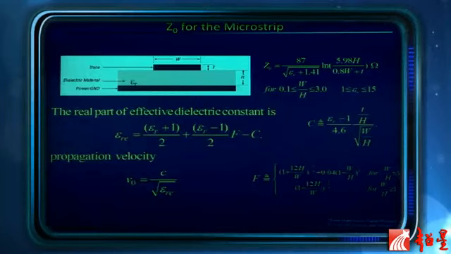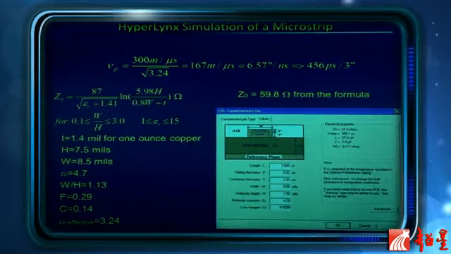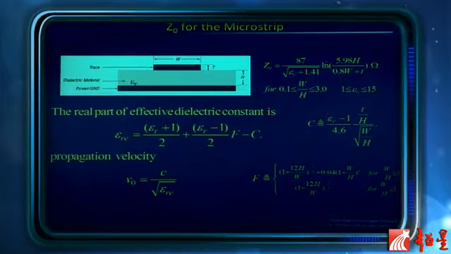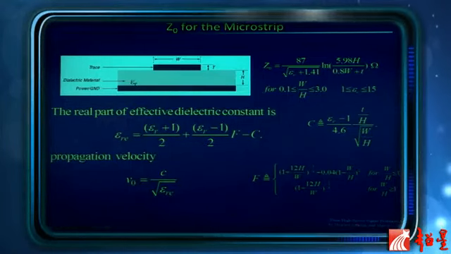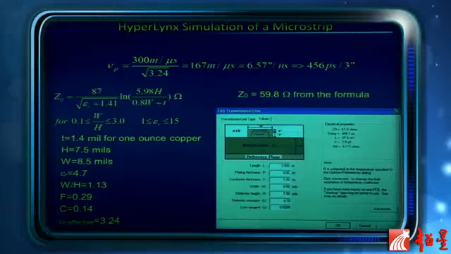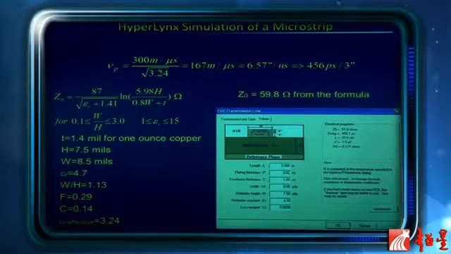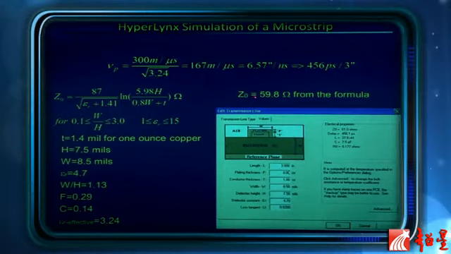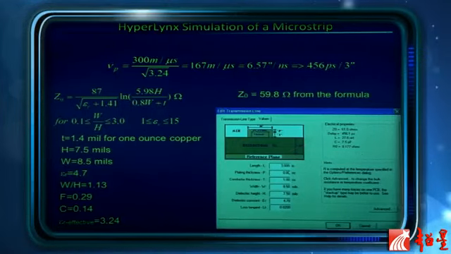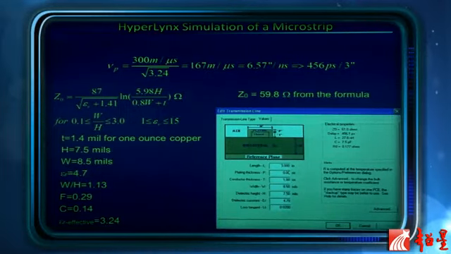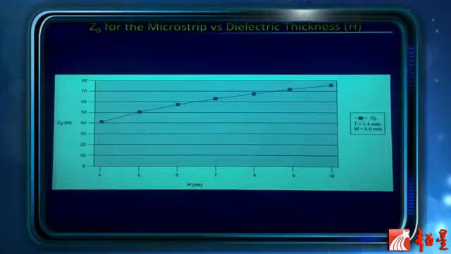I just listed them here and also compared this empirical formula, which is from another article. I compared this calculation with HyperLynx's calculation, and I found that they are more or less the same. From the formula, the calculated impedance should be 59.8 ohms, and HyperLynx gives 61 ohms. So it's very, very similar results.